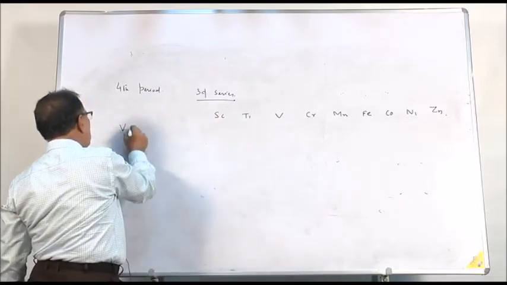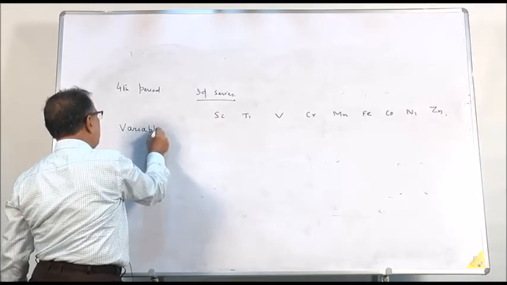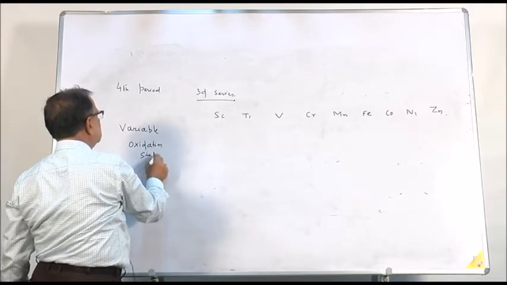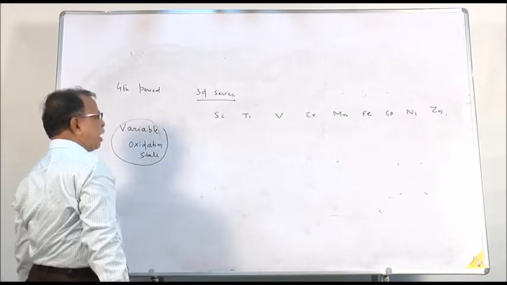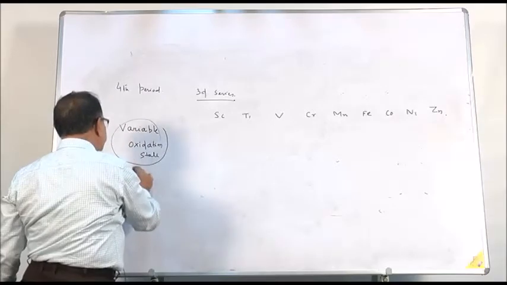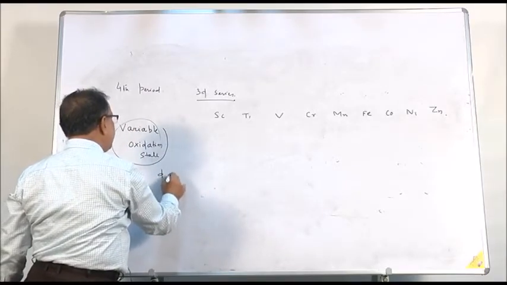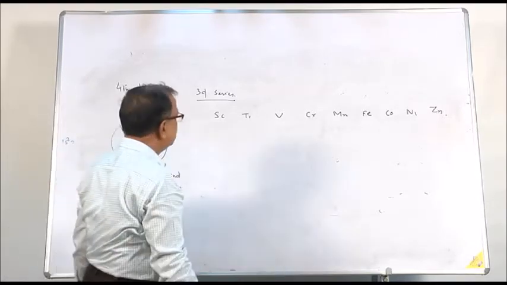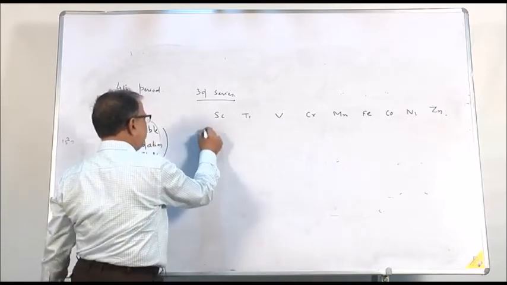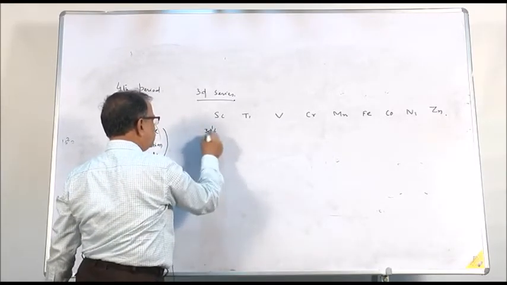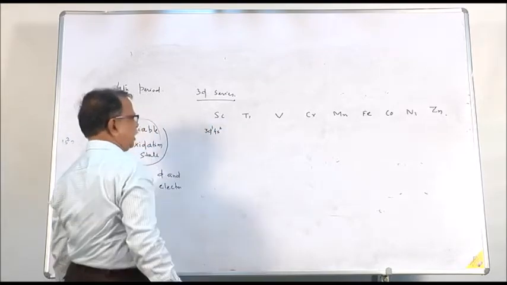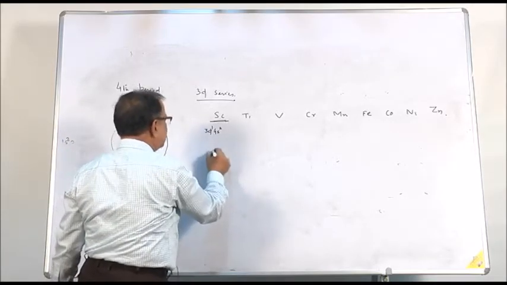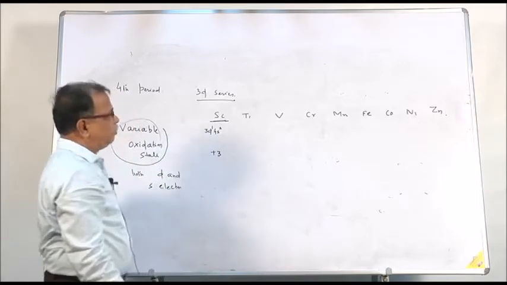Now we discuss variable oxidation state. Why do the transition elements show variable oxidation states? Variable oxidation state is due to the availability of d orbitals and s orbitals; both d and s electrons take part in the oxidation. So here 3d1 4s2, like this. The common oxidation state of scandium is +3.